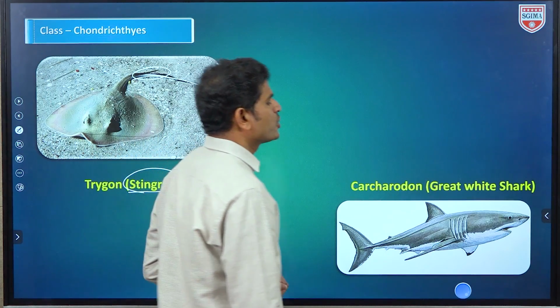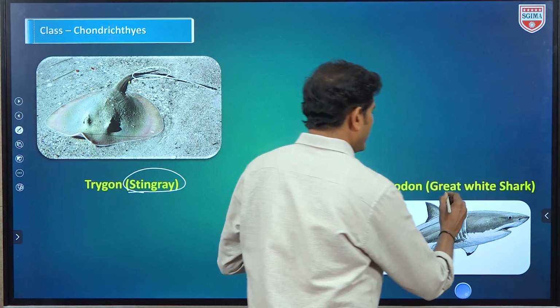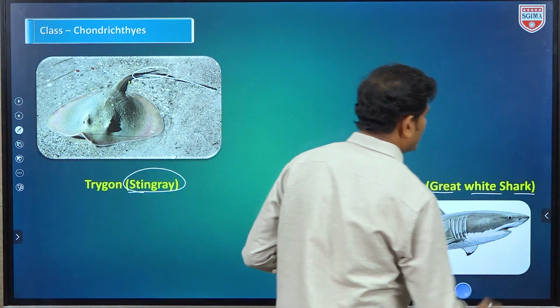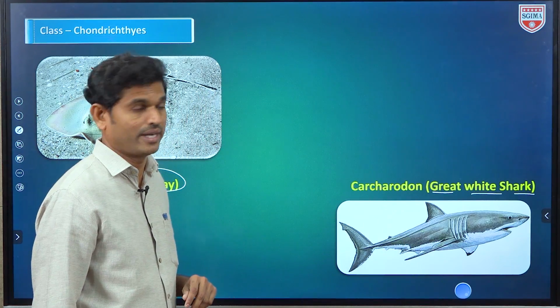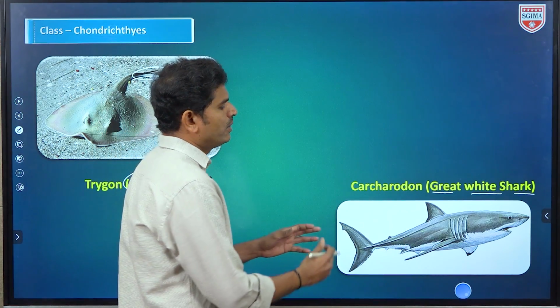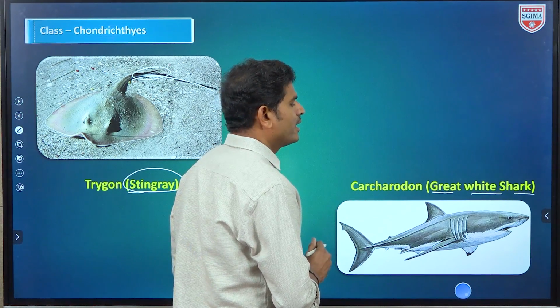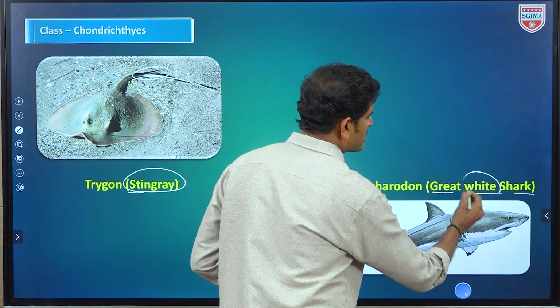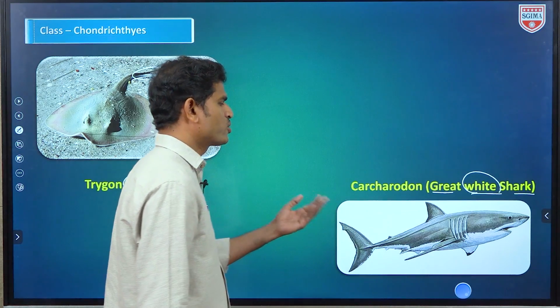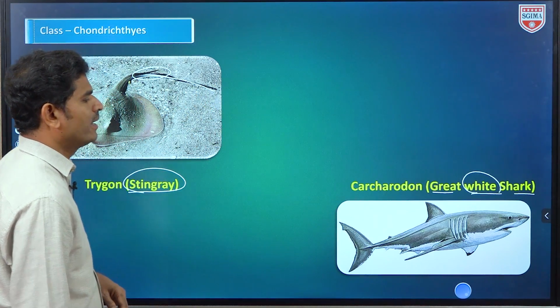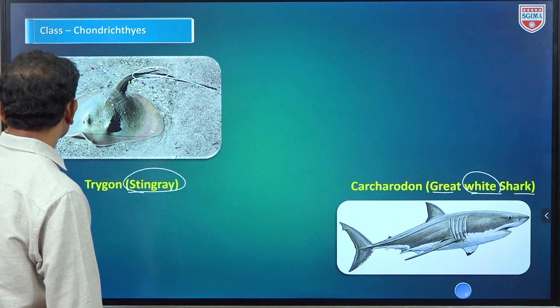And next one, Carcharodon, the great white shark. It is a man-eater. Due to its larger size, and based on its color, it is known as the great white shark. Okay, next.